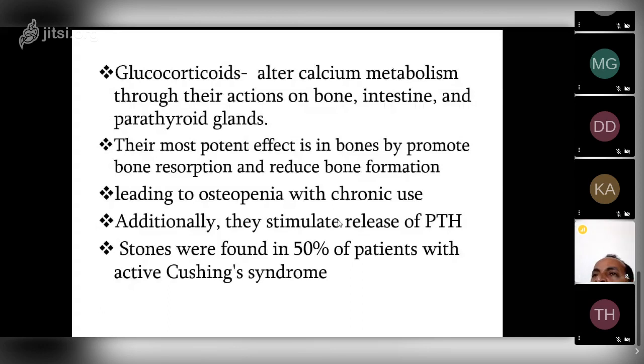The other is glucocorticoids. They alter calcium metabolism through their action on bone, intestine, and parathyroid glands. Their most potent effect is in bones, by promoting bone resorption and reducing bone formation, leading to osteopenia with chronic use of glucocorticoids. Additionally, they stimulate release of parathyroid hormone, and stones were found in 50% of patients with active Cushing syndrome. By taking glucocorticoids, they may develop Cushing syndrome, and in Cushing syndrome, 50% stones are observed.